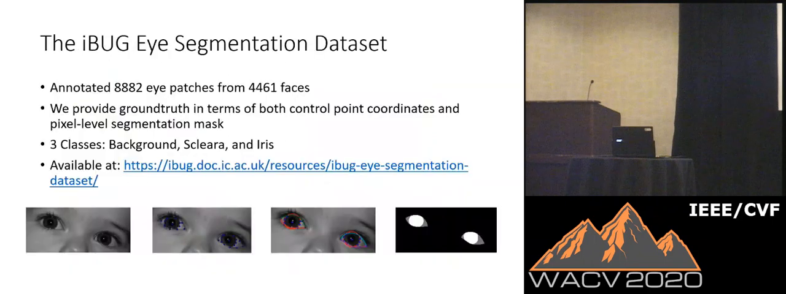As we are the first to study this problem in an unconstrained environment, we first set out to create a dataset which includes nearly 9,000 eye patches taken from around 4,500 faces. The faces were taken from Helen, 300W and other in-the-wild facial image datasets. We provide ground truth in terms of both control point coordinates and pixel-level segmentation masks. The dataset is freely available at our website.